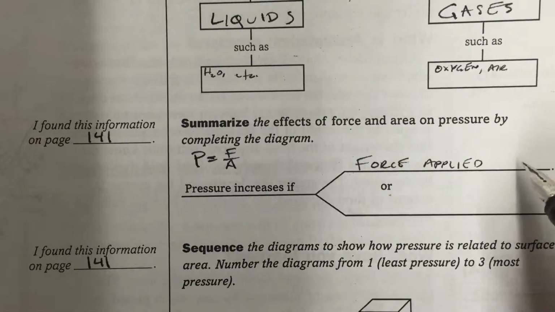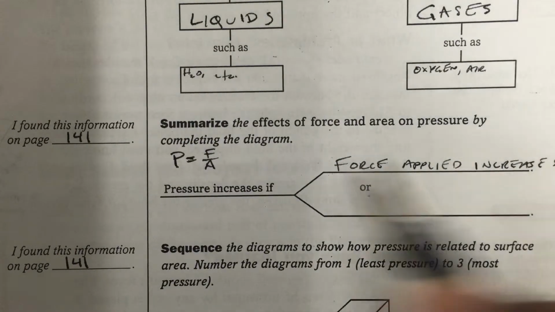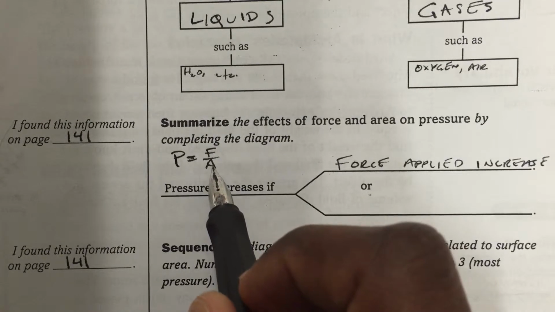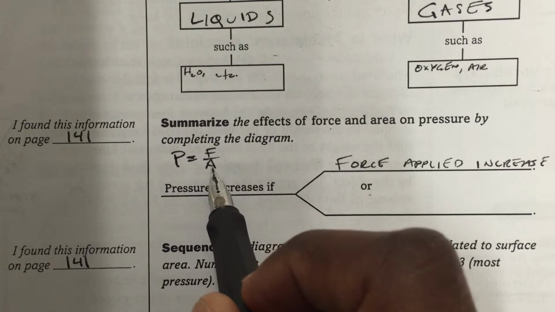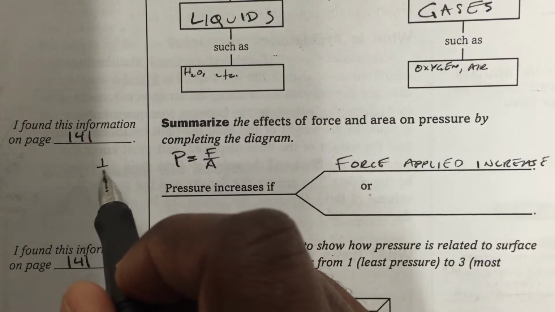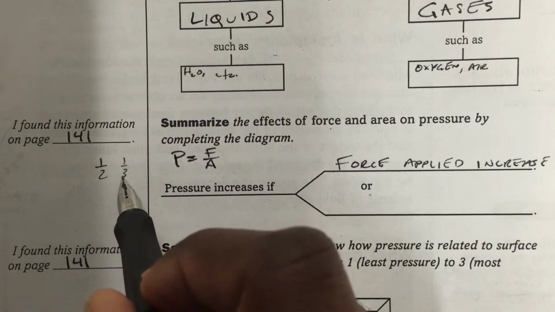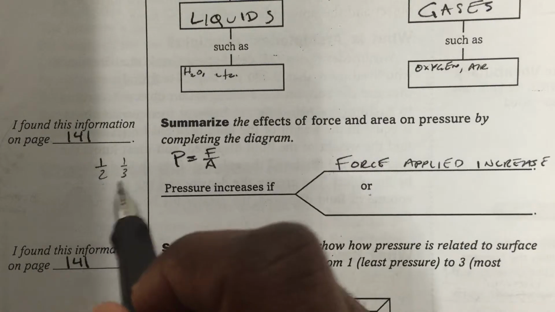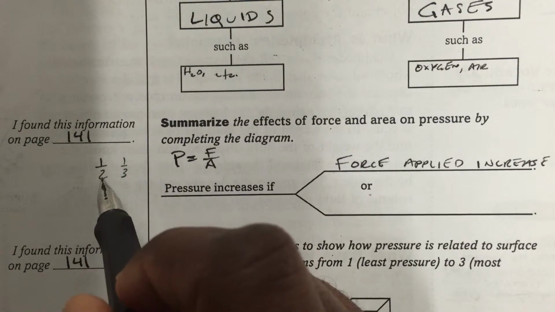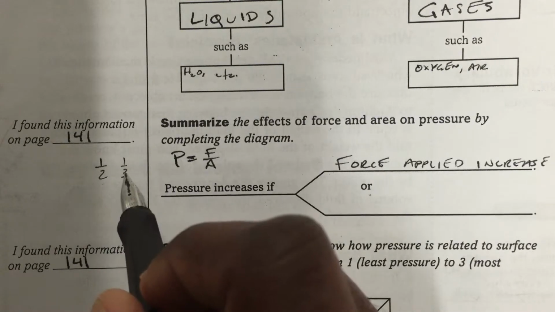If the force applied increases. Also, remember, in a fraction, the bigger the denominator gets, the smaller the overall fraction. So for example, we have 1/2 and we have 1/3. We see that 3 is larger than 2, but if you look at the whole fraction, 1/3 is smaller than 1/2.